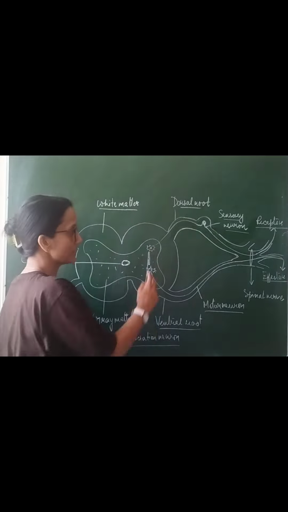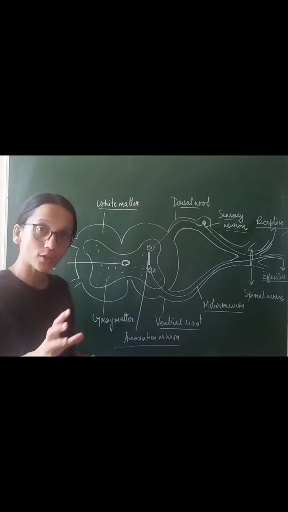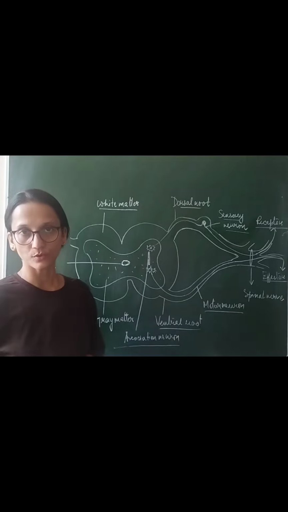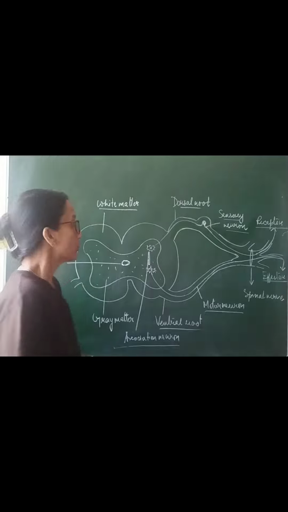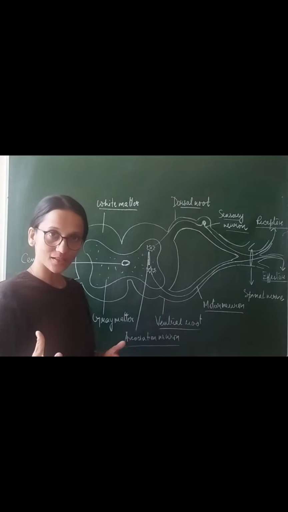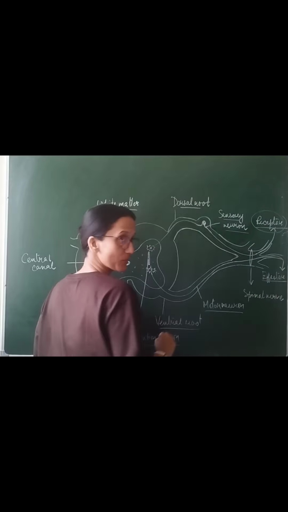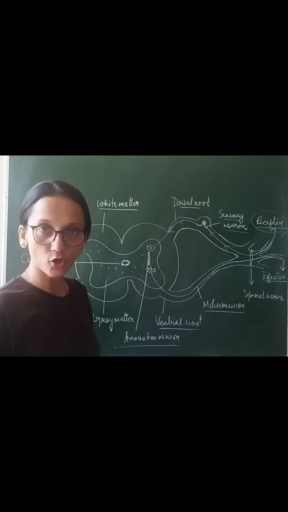Now if you look at the white matter, on the upper surface it gives out a root which is known as the dorsal root, and on the lower surface it gives out another root called the ventral root. Now why are these roots there? These roots are there to carry neurons. So the dorsal root carries the sensory neuron, and the function of the sensory neuron is to take information from the receptor and carry it to the spinal cord.